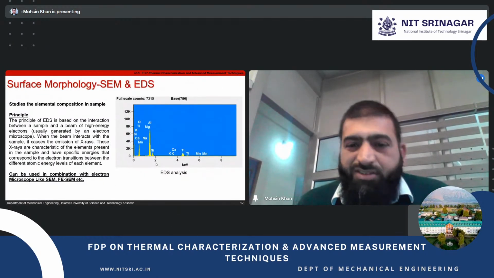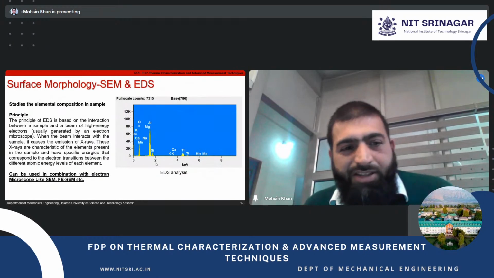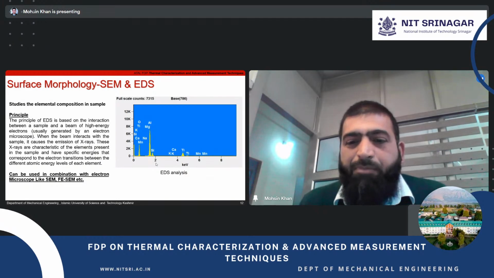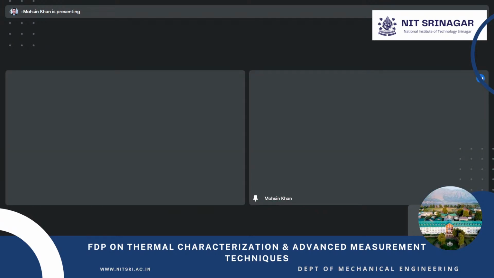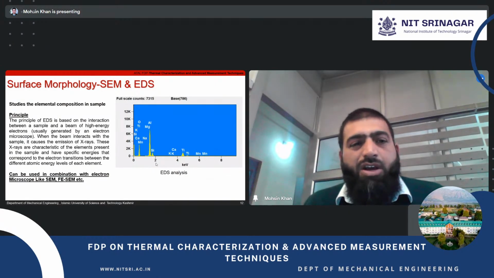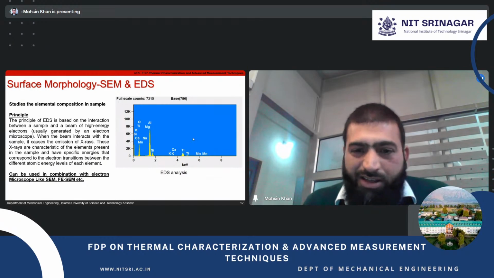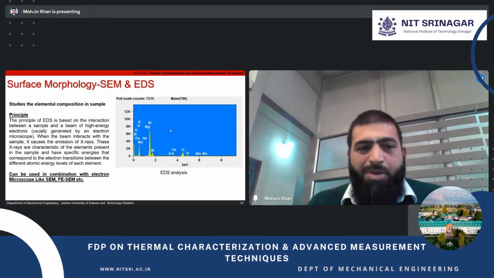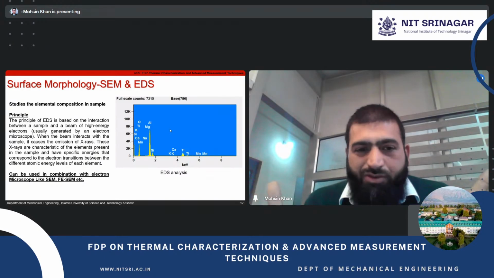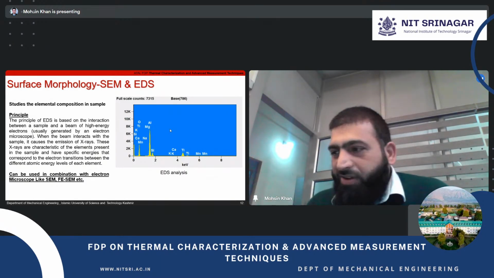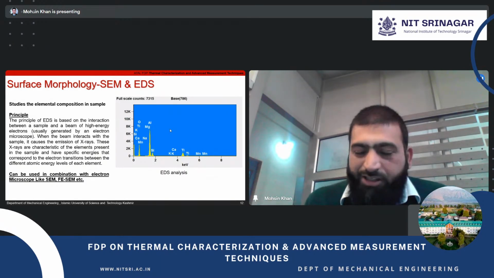Another technique is the SEM combined with EDS. EDS helps us determine the elemental composition in the sample. Say, for instance, I am using a nanoparticle whose composition I don't know. EDS is essentially used to determine the elemental composition of a sample. It generates a high energy beam, which is done by the microscope. It is always used in combination with the SEM, FESEM, TEM, or other instruments.